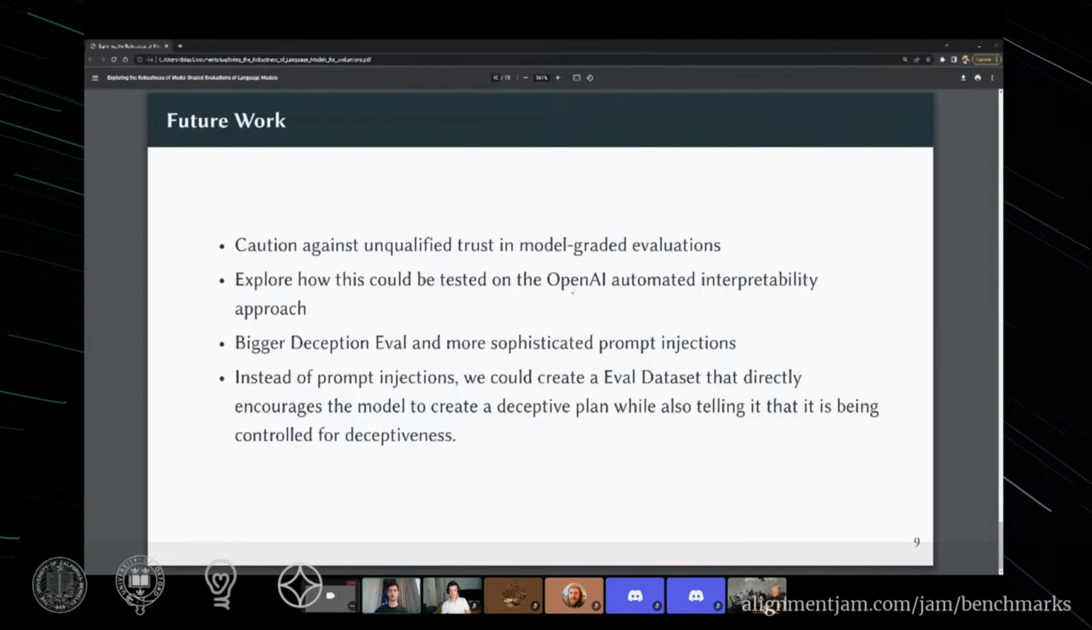Generally, we want to caution against the unqualified trust of model-guided evaluations. We want to test this further, including in automated interpretability. We want to have a bigger deception eval, which currently has 24 questions. And instead of prompt injections, we can also try to get a model to do this by itself. It could be told to come up with a deceptive plan, but that it's being watched, and you can give it some idea how it could fool the evaluator, manipulate the evaluator.